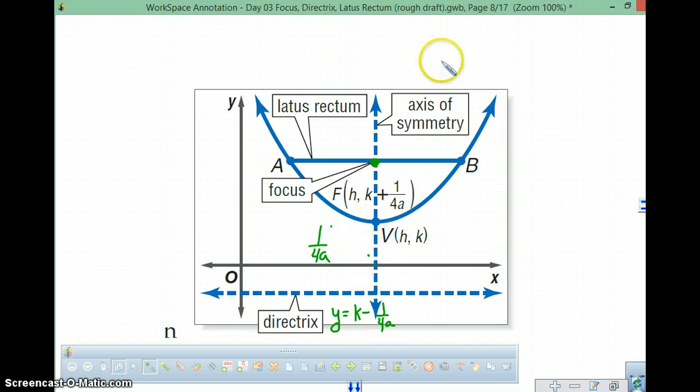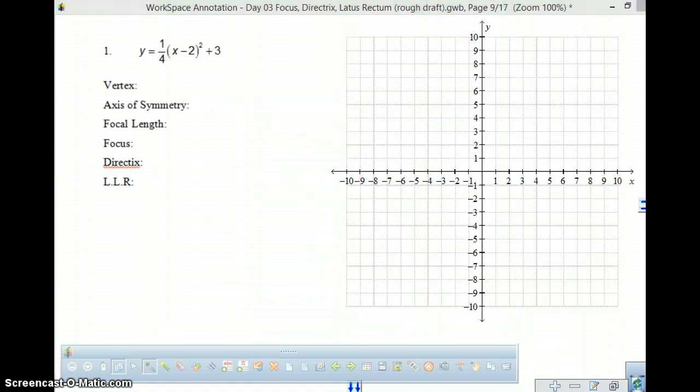Okay? The axis of symmetry is going to be x equals h, because all the points on that line have h as their x-coordinate. One more term here is the latus rectum. That's the segment that attaches to both sides of the parabola, passing right through the focus. The length of that latus rectum is the absolute value of 1 over a. Okay? Let's see how we can apply this.